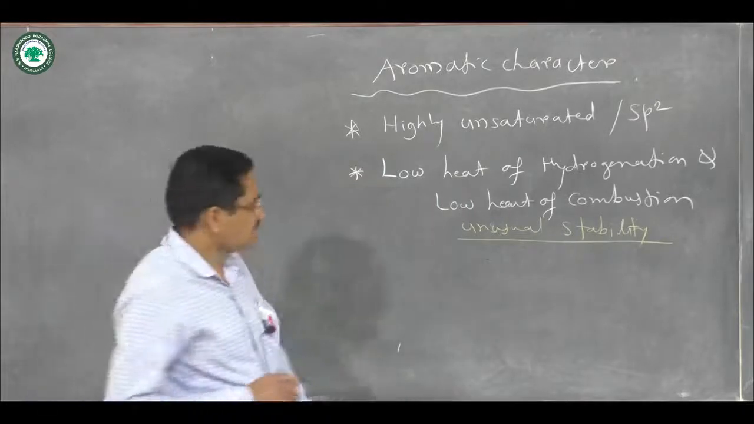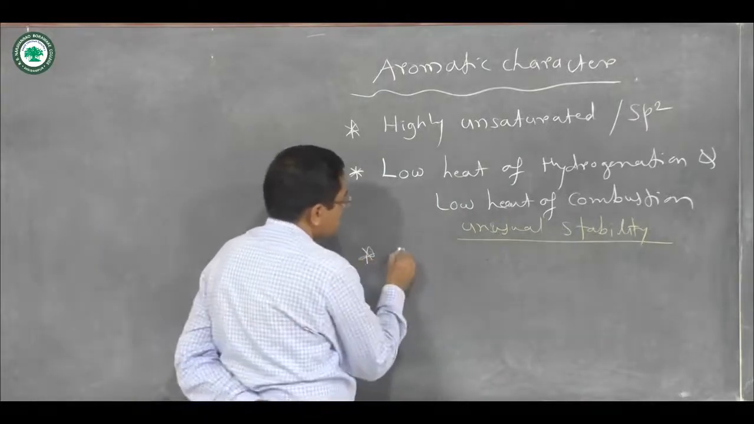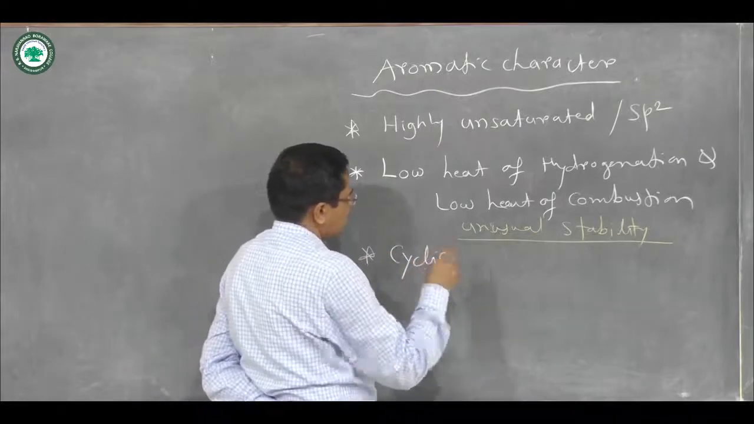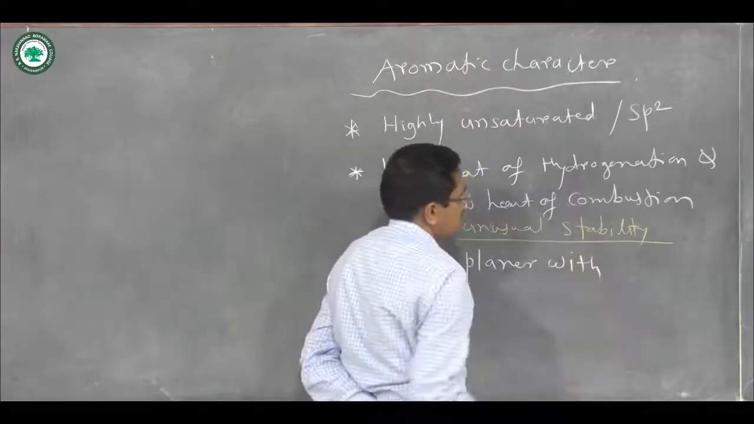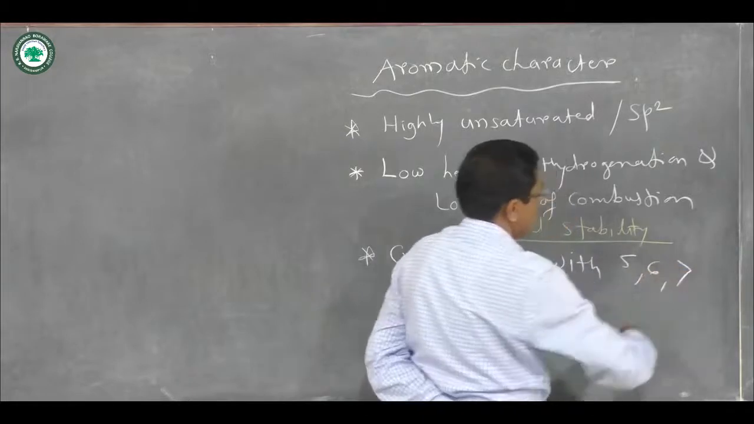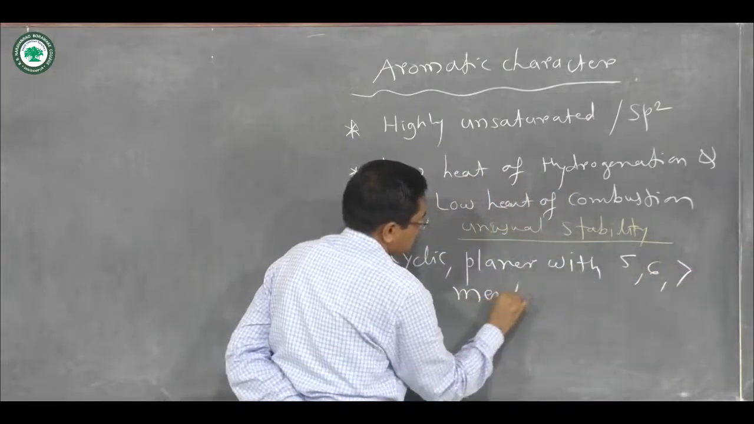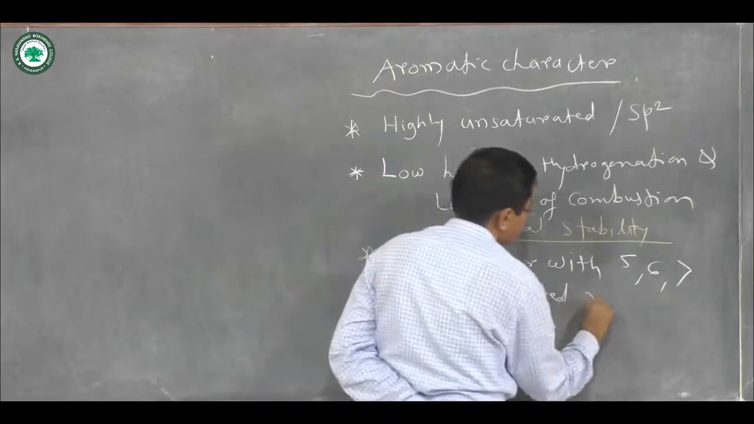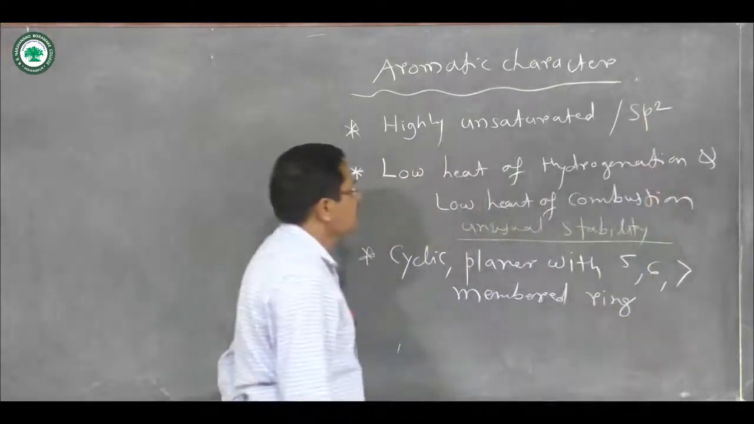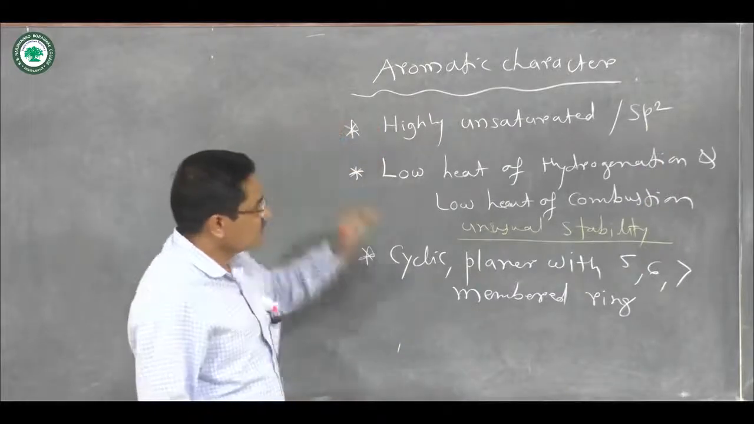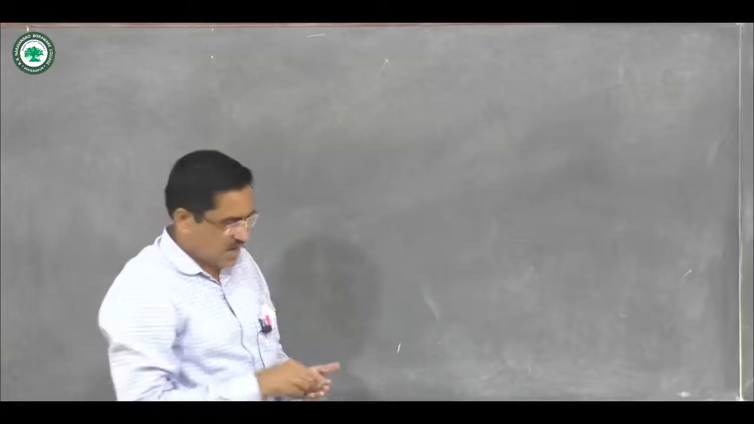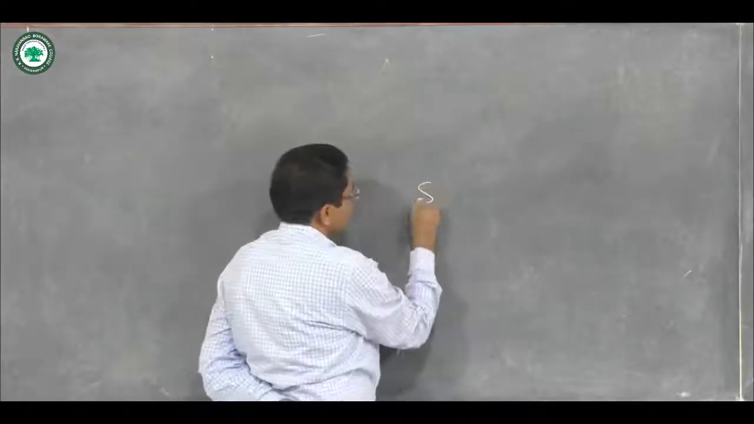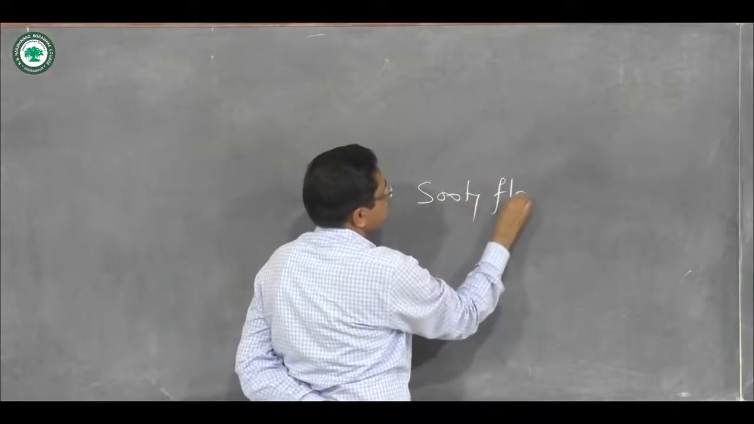And third one is that these compounds are cyclic planar with 5, 6 or 7 membered ring. These are some aromatic characters of the aromatic compounds. Now practically these compounds are identified with the help of the sooty flame test.